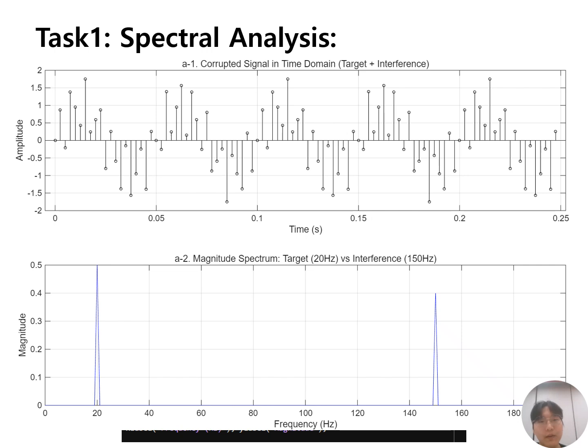In the time domain on the top, the signal looks completely chaotic due to the high-frequency noise. However, in the magnitude spectrum on the bottom, the 20 Hz target and the 150 Hz interference signal are perfectly separated and clearly identified as two sharp peaks.